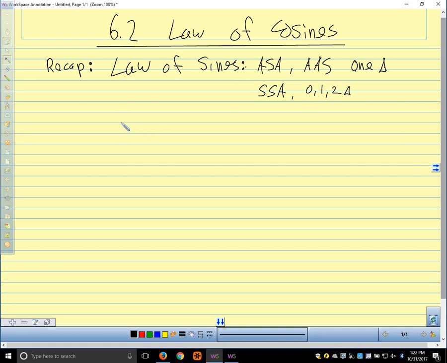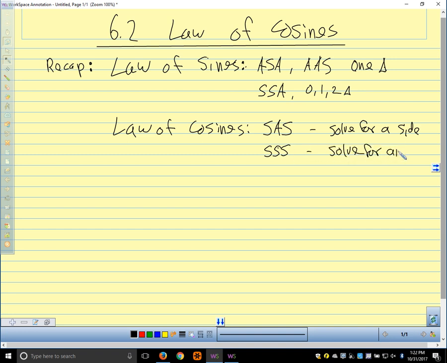We're going to use today the law of cosines for our two other possibilities, side, angle, side. And we use that when we want to solve for a side. And when we have a side, side, side triangle, we solve for an angle. There are no ambiguous cases for the law of cosines, because we get a unique triangle for side, angle, side, and side, side, side triangles.